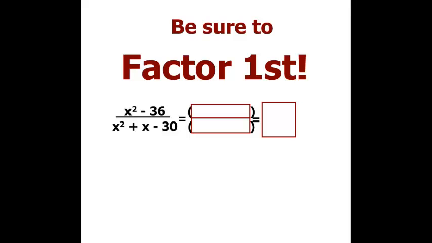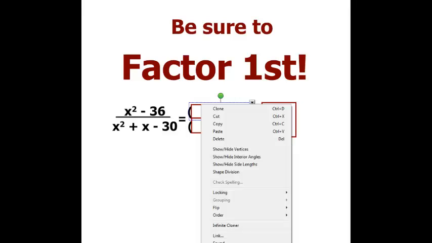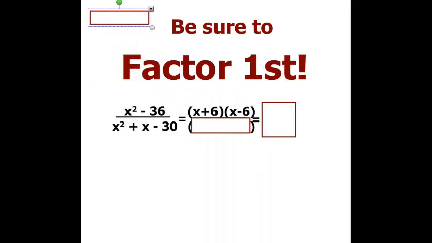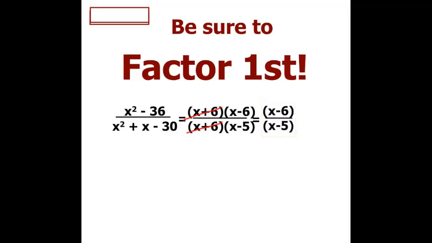X squared minus 36. Your friend and mine, that's going to be difference of two perfect squares, x plus 6 times x minus 6. In the denominator, I have a very friendly trinomial, and we should be able to factor that relatively quickly into x plus 6 and x minus 5. So I can cancel factors that are a group with another group. These guys I cannot do anything with, so my final answer is x minus 6 over x minus 5. Get the hang of it?